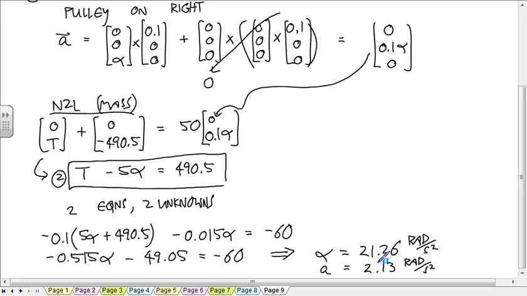Now, can we do number 3? Sure. Yes. 2.13 meters per second squared, thanks.